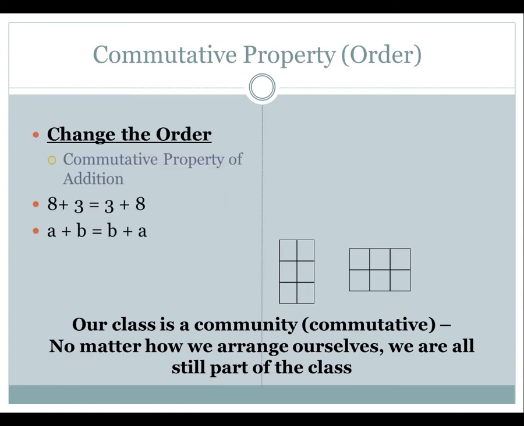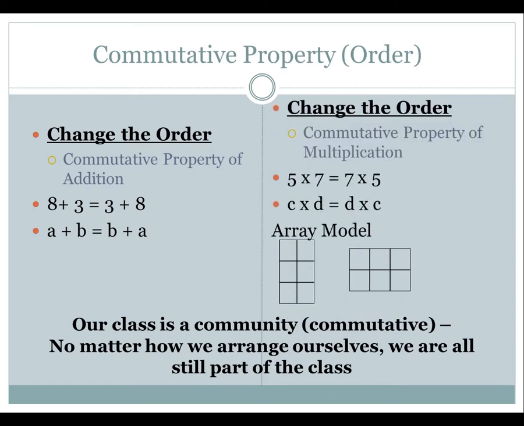So the change in order, commutative property of addition: 8 plus 3 is equal to 3 plus 8. Do you agree? What is 8 plus 3? 11. And what's 3 plus 8? 11. It doesn't matter what order they're in. It's still the same. Then we have A plus B is equal to B plus A, and that's just putting it as an expression so you can have it apply to everything.